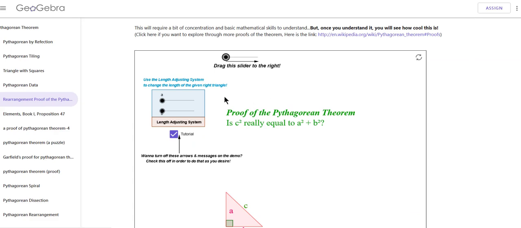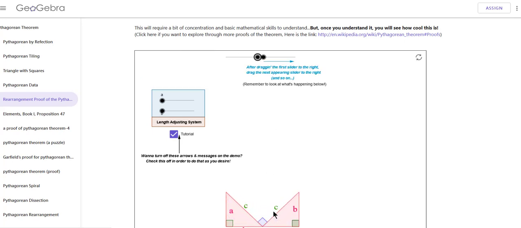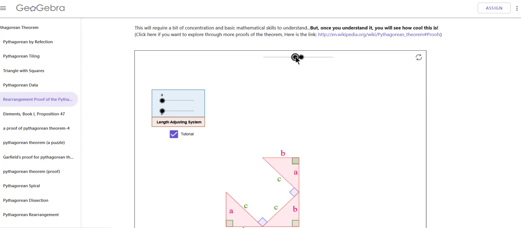Okay, here's how it goes. So we got my triangle. If I drag this slider, it's going to take this triangle and reproduce the same triangle at another end. Then we'll keep going through it again. It's going to make a next rectangle and then a next rectangle like this. So what you're doing is formulating this diagram right here.